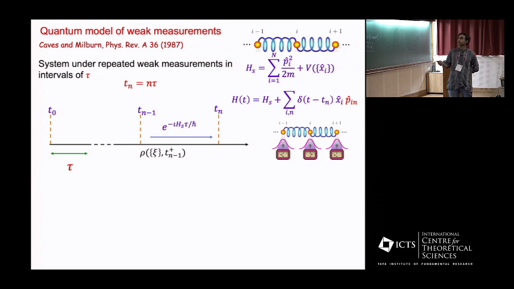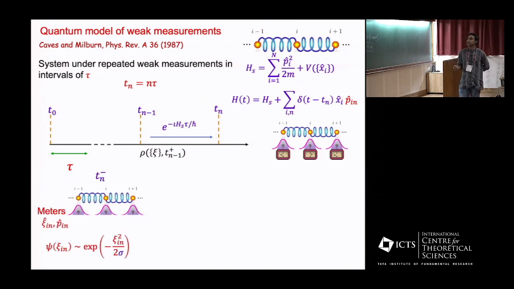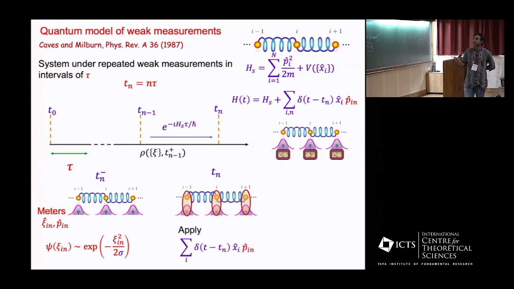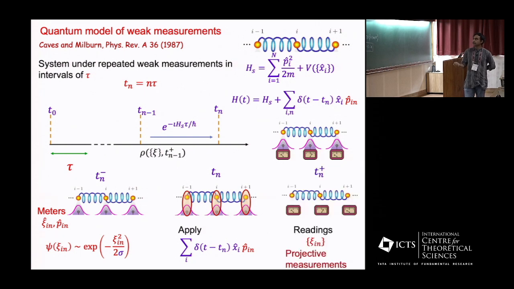Just before time Tn, you are ready with your meters, or ancillas, which are prepared in a Gaussian state, where the important parameter is the width of this Gaussian, sigma. Then at time Tn, you make them interact through this interaction, and at Tn plus you projectively measure the meters, so they collapse into some projective state and that gives you some readings.